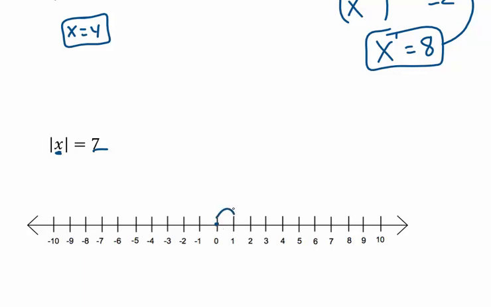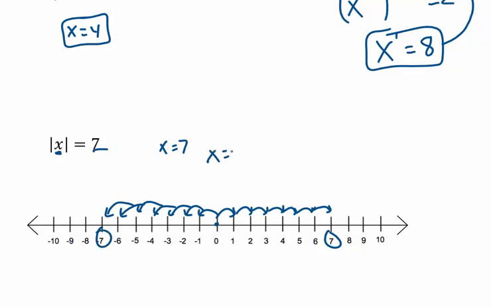Well, clearly if I count 7 spaces to the right, you would end at x equals 7. So x equals 7 is one of the answers. There's also another answer because there's another number whose distance is 7 units from 0, and that would be if you counted 7 units to the left, which just gives you the same answer except in the negative direction. So if you counted 7 spaces to the left, since you're starting at 0, of course, you would end up at -7. So x equals -7 is the other solution to this equation.